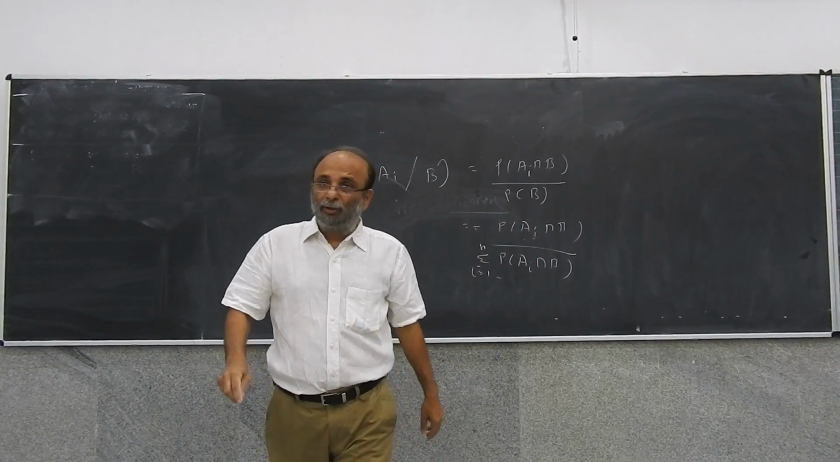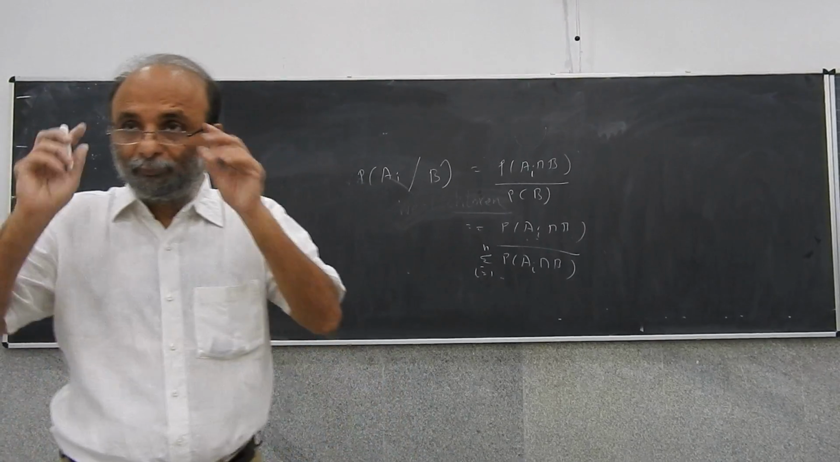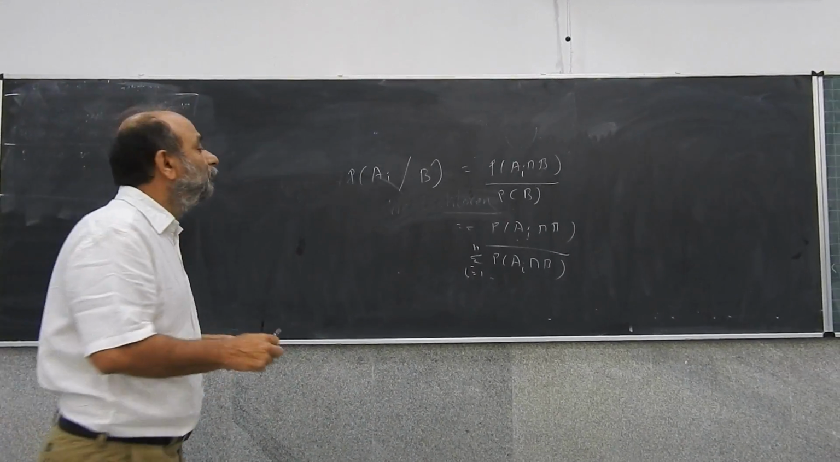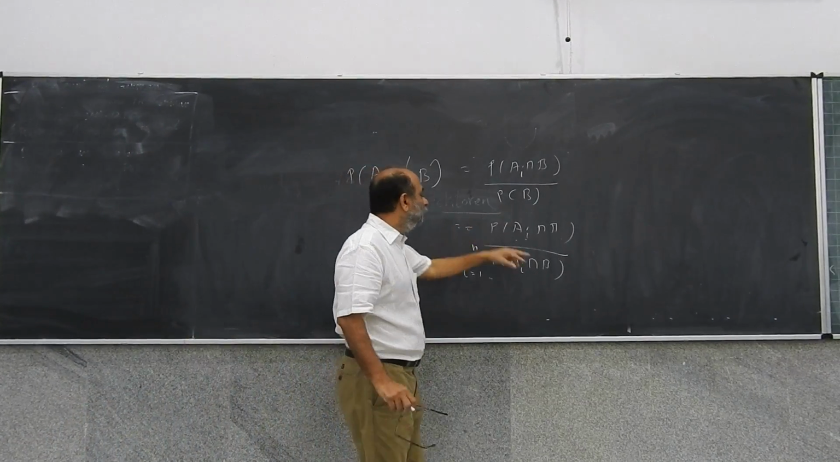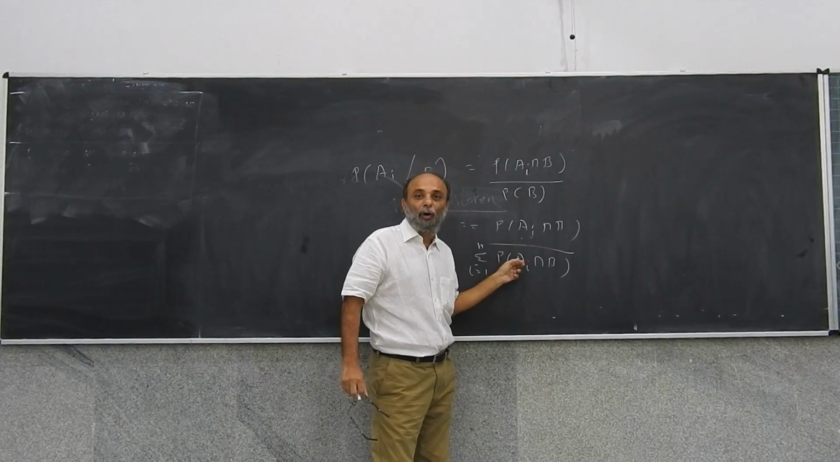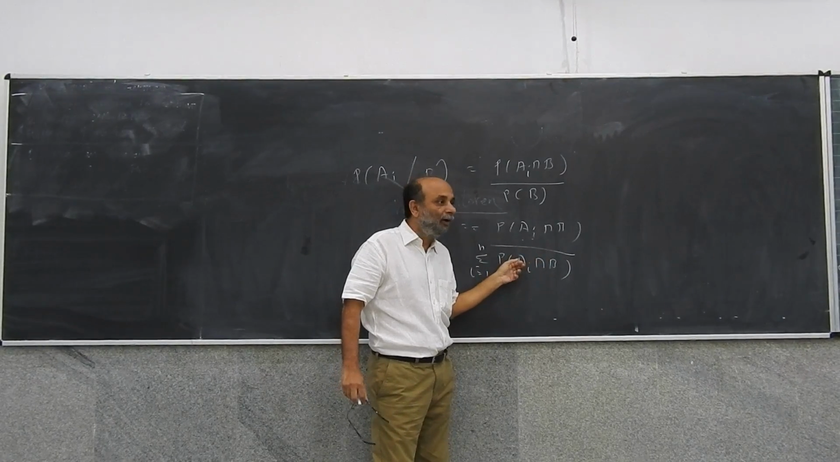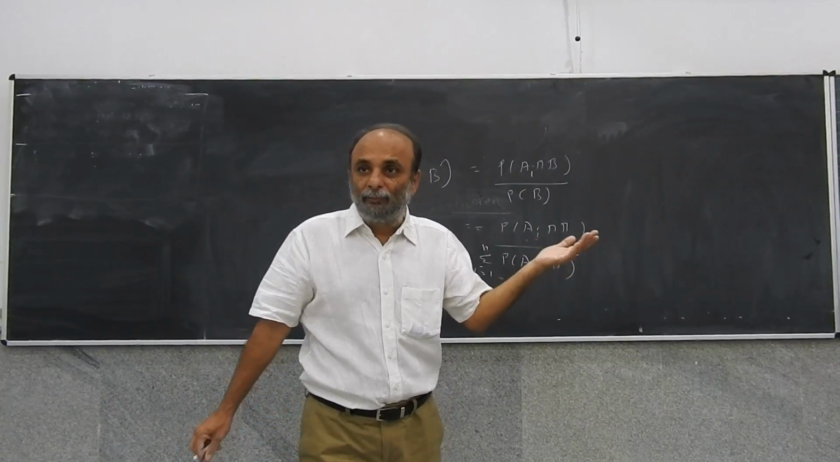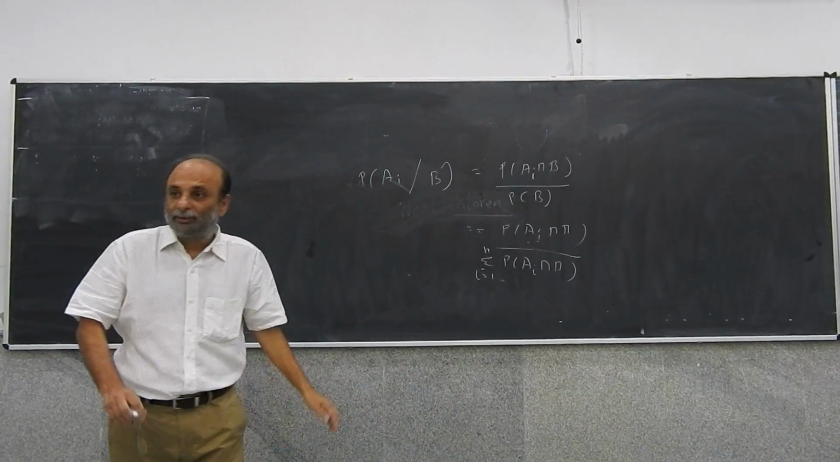So there are n possible outcomes, right? Then what is the probability of B? The probability that B occurs given that A1 occurs, the probability that B occurs given A2 occurs, the probability that B occurs given A3 occurs. Given that A1, A2, A3 are all mutually exclusive outcomes, you can write it like this, right?